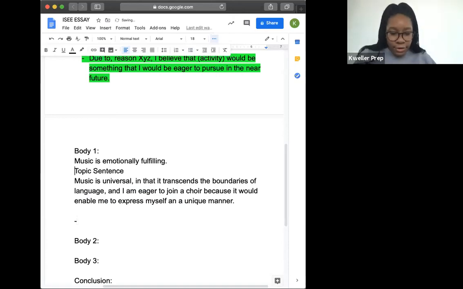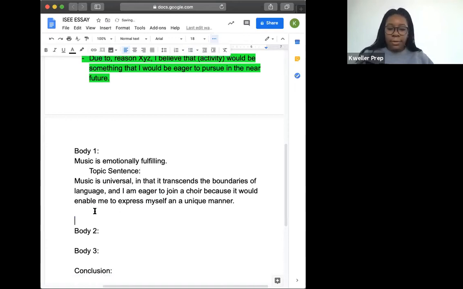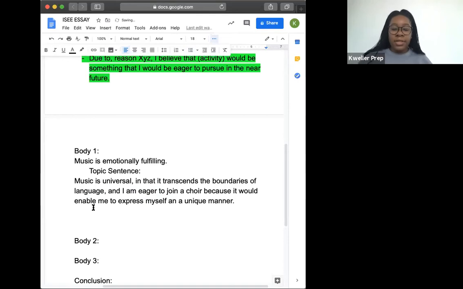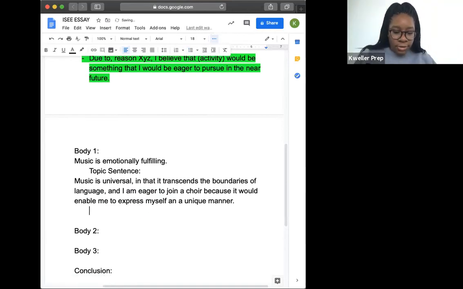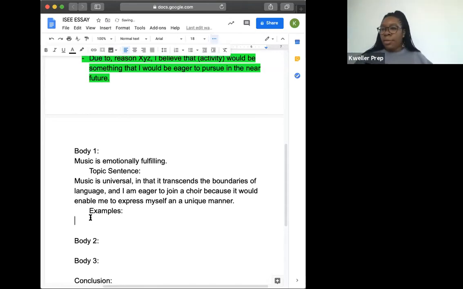So after you have your topic sentence, you now need to think of 2 to 3 reasons or 2 to 3 examples of how music is emotionally fulfilling to you, or whatever the topic may be. So you need to delve deeper into that idea. So music, these would be examples. I think 2 to 3 examples is good.